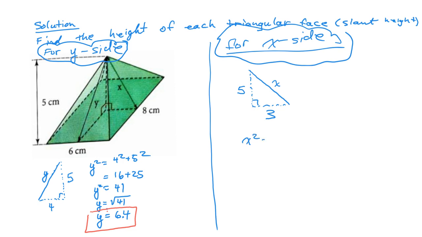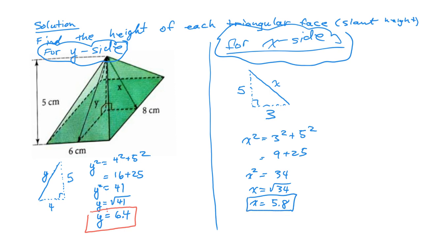So we have x squared is equal to 3 squared plus 5 squared, which is equal to 9 plus 25, which is equal to 34. So x squared is equal to 34, isn't it? So x is equal to the square root of 34, which is approximately 5.8. So now we know the height of this side of the triangle and this side of the triangle.